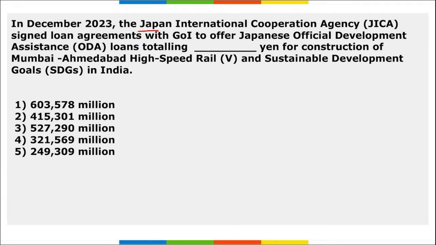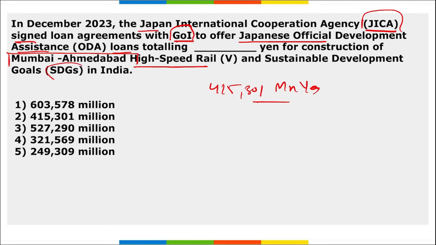Next, Japan International Cooperation Agency, that is JICA, has signed a loan agreement with the government of India to offer a Japanese official development assistance loan totaling 415,301 million yen for the construction of the Mumbai Ahmedabad high speed rail and sustainable development goals in India. So the right option becomes 415,301 million yen, approved by JICA. This will be given to the government of India for the Mumbai Ahmedabad high speed railway project as well as for promoting sustainable development goals in India.